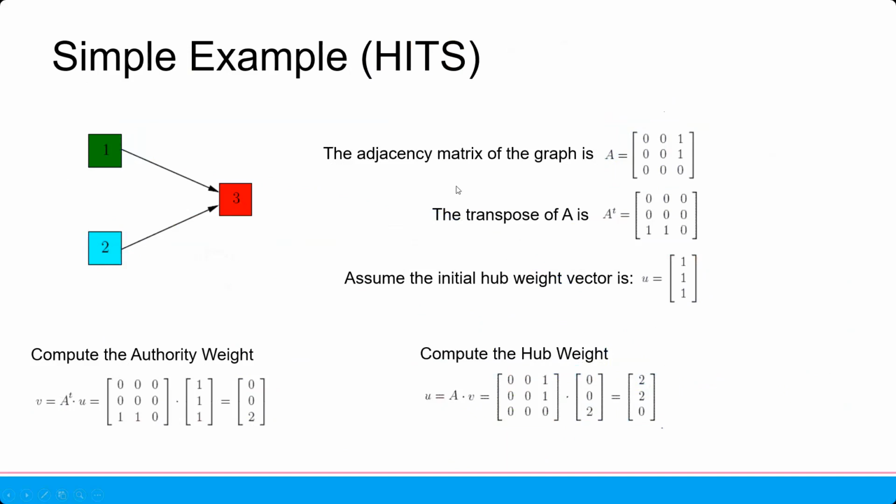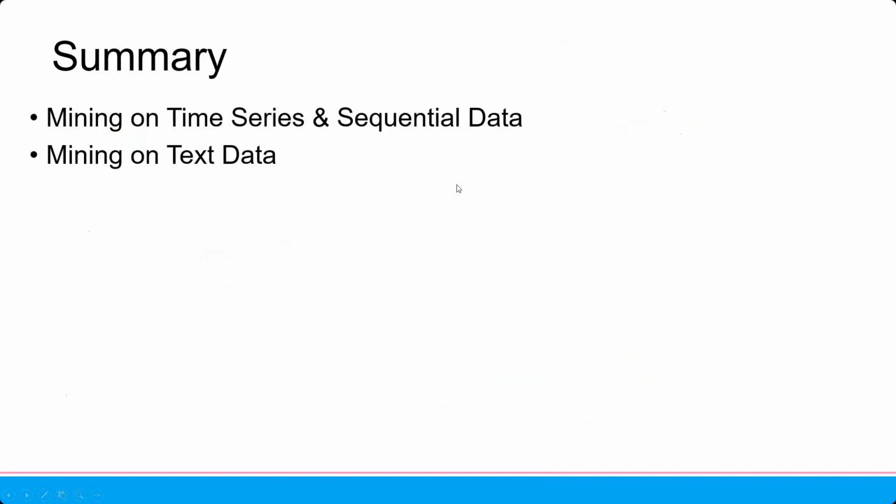So this is the HITS algorithm. Okay, so yeah, I cannot explain many things about time series and sequential data, but you can have an idea what time series and sequential data are, and also you have some idea how to mine text data. Any questions until now?